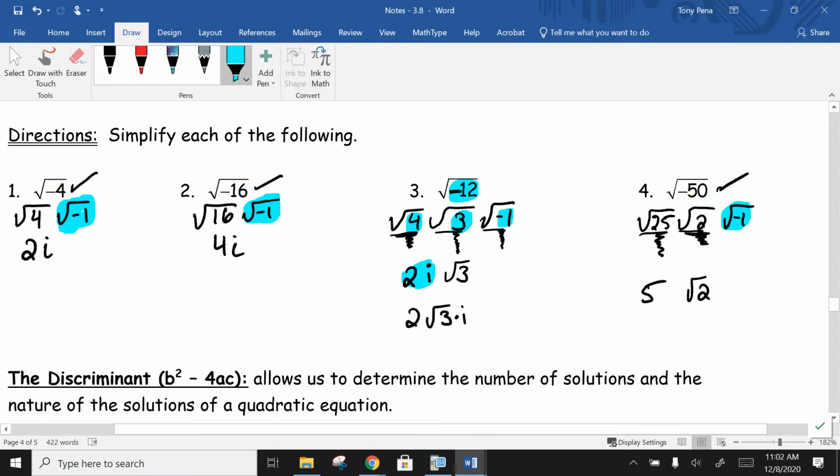And then again, walk out of here today. If you understand that the root -1 is now i, then you've caught the main part of the day. All right, so that root -1 then is i. Okay?